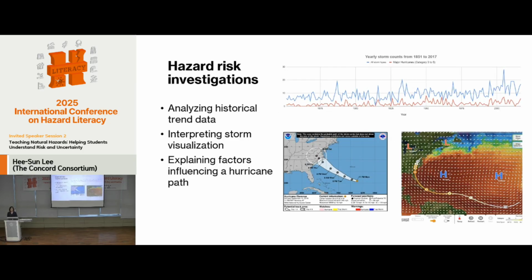So I'm talking about just the three investigations that embodied some of these elements. So we do use historical data for students to analyze. The top one shows yearly storm counts from 1851 to 2017. The blue lines are all types of tropical storms, and the red ones are the severe ones, the strong hurricanes. So pretty much it's like up and down in a crazy fashion.